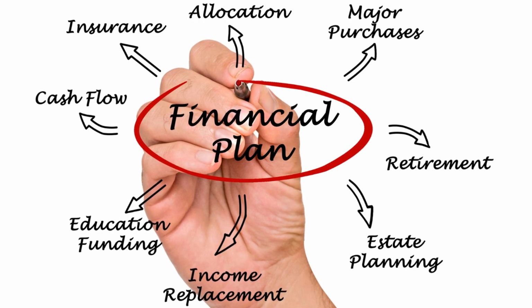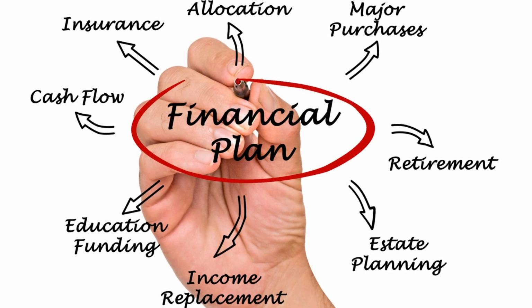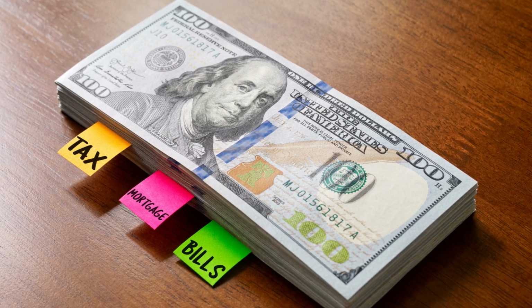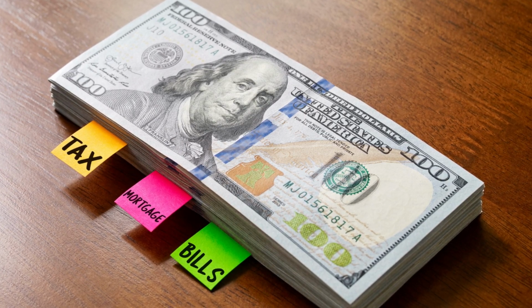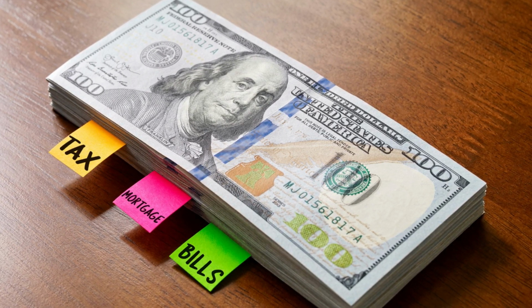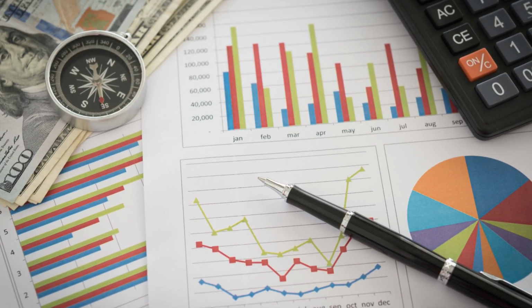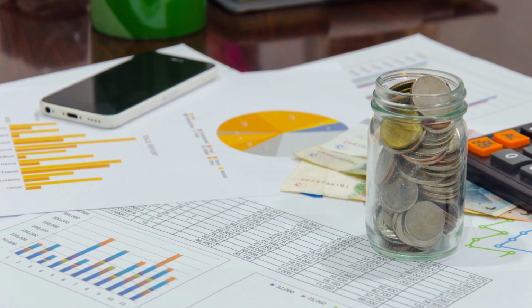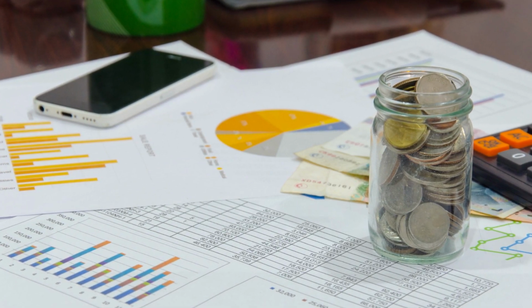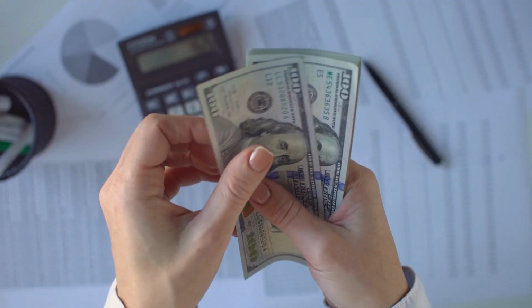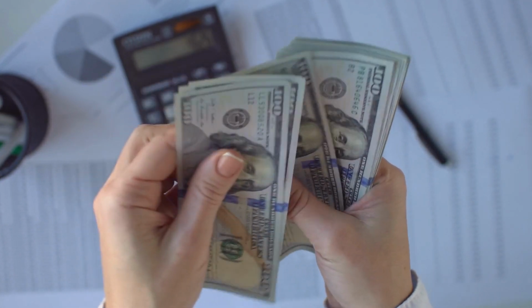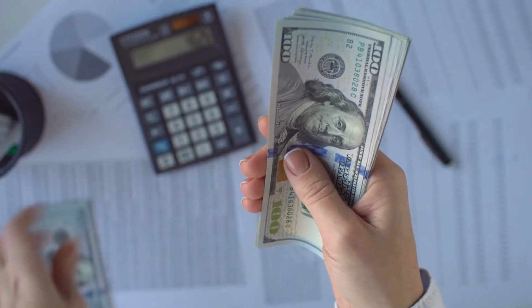Chapter 10: How to create a long-term financial plan and stick to it. Having a long-term financial plan is important for achieving financial goals and building wealth over time. Tips for creating a financial plan include setting specific and achievable goals, developing a budget, and creating an emergency fund. Sticking to a financial plan over the long term requires patience and discipline.